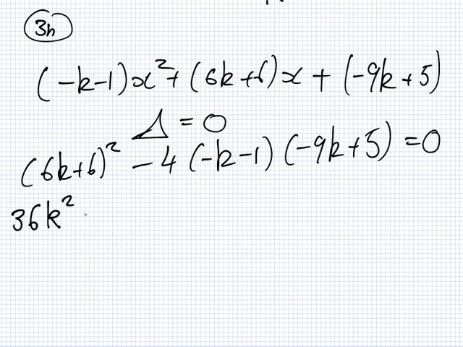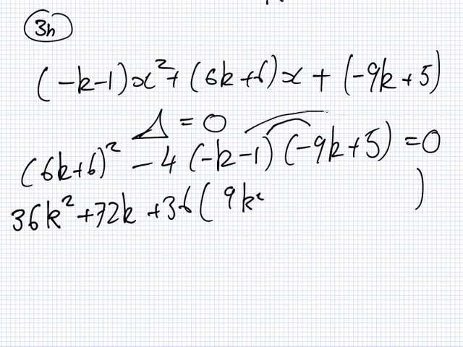Squared, sorry, I don't want to say B squared, first squared, 72k plus 36, and then here, 9k squared plus 9 minus 5, 4k. So 4k minus 5 equals 0.